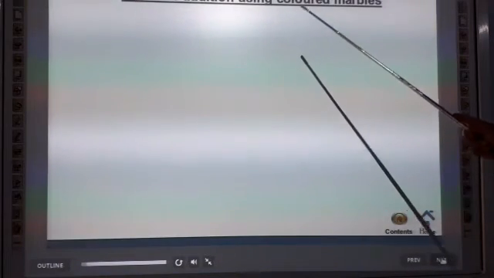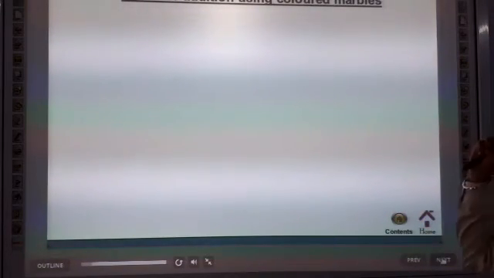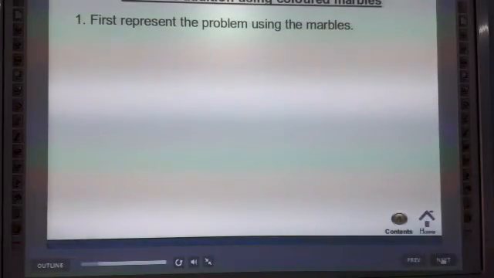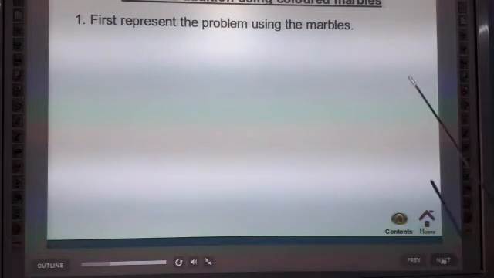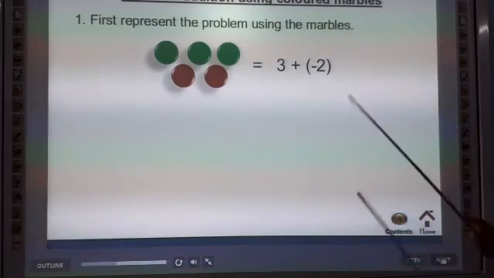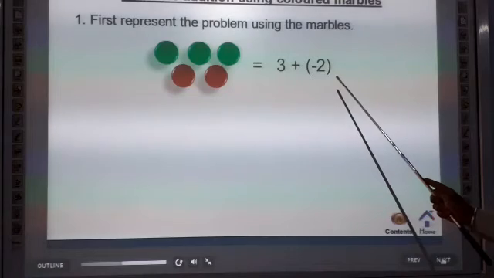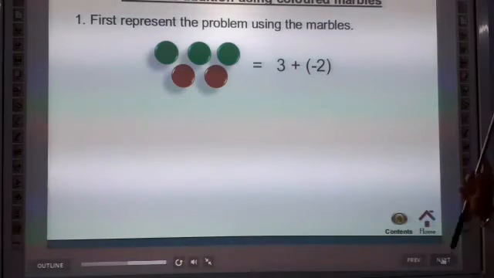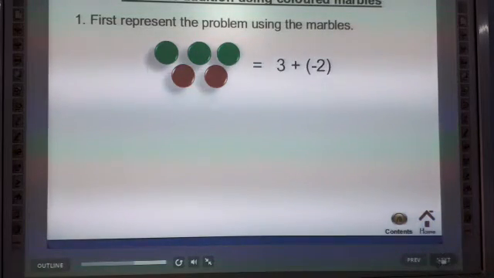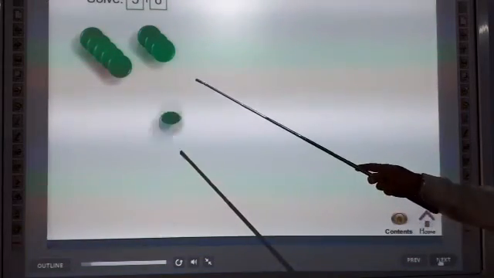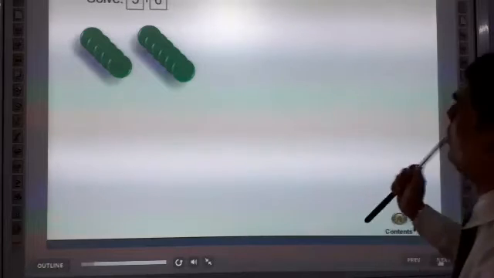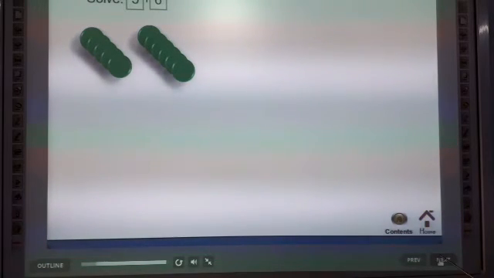Rules for addition using colored marbles. First, represent the problem using the marbles. 3 plus minus 2 is equal to 3 minus 2, which is equal to 1. Solve the question: 5 plus 6. 5 green balls and 6. 5 plus 6 is equal to 11.